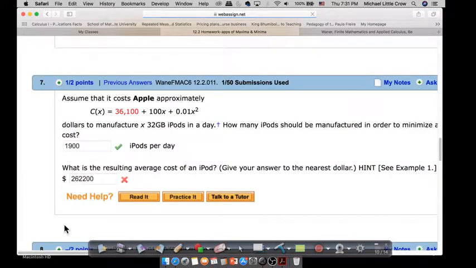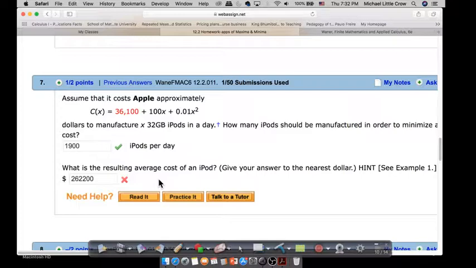Making a big number for the average cost of an iPod? Let's see, if we make 1,900, we minimize the cost. What is the result? Oh, thank you. Read the question. That's one thing I'm terrible with. Okay, they want the total cost. I didn't read that it was the average cost. So yes, take that number and divide it by 1,900 to get the average.